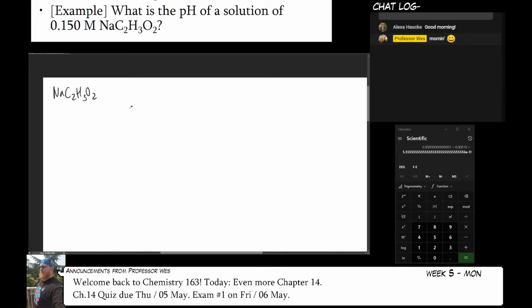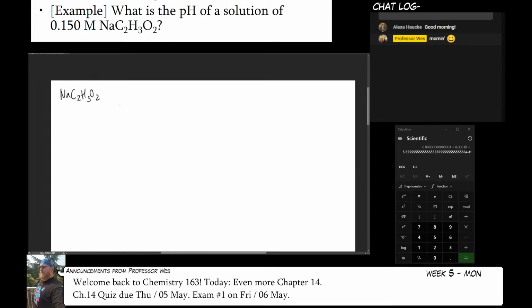And this is a little small, actually. So just looking at this, I can tell that it should be basic because the conjugate of this thing right here, so this is the acetate ion, and I know that the conjugate would be acetic acid.